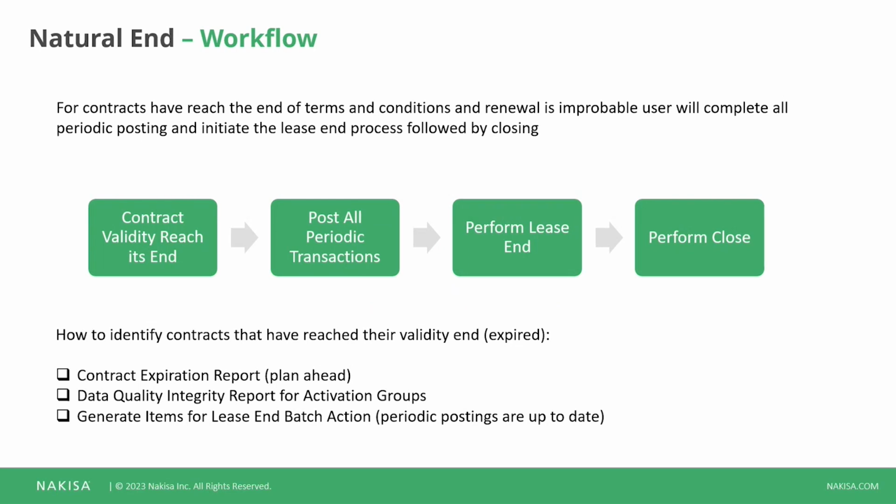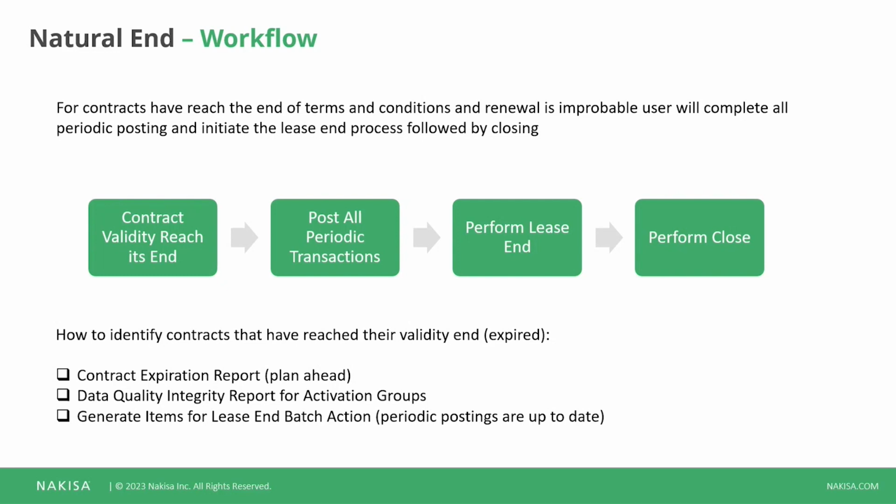So let's talk about the natural end. Now, as we mentioned, whenever you have a contract that is reaching the expiration date, the validity term and date, then you have this situation where the renewal is improbable. So you want to go ahead and perform the lease end and, of course, the close. We do assume that the periodic postings are performed in every period. So once you get to the expiration date, you can go ahead and trigger the lease end.